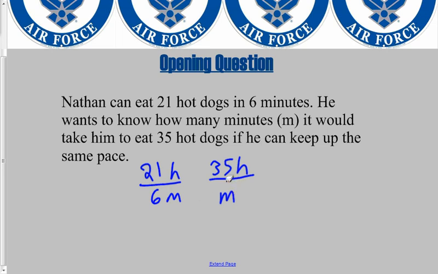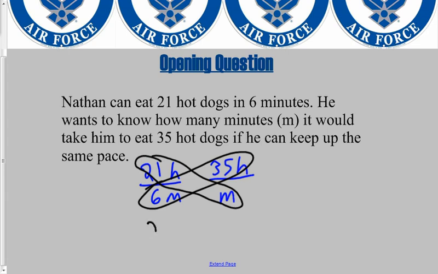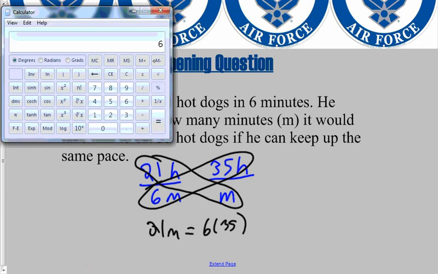So we can either leave it as m, or we can leave it as an x, a variable. But when we cross multiply, ignore the labels, except for that one variable. We're going to do 21 times m. Again, this is a word problem, but we just set it up as a proportion, and then we can solve it. Equals 6 times 35, which I don't know what that is again. I'm not a genius, or I don't have these memorized. 35 times 6, so 210.